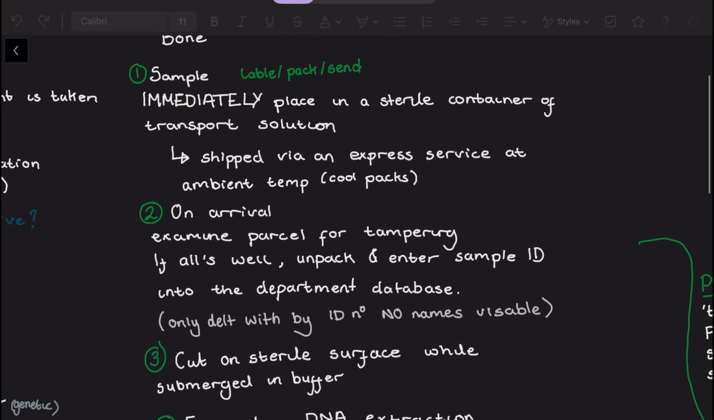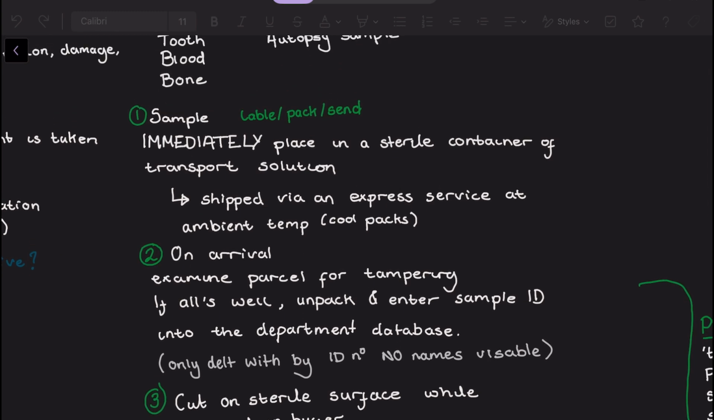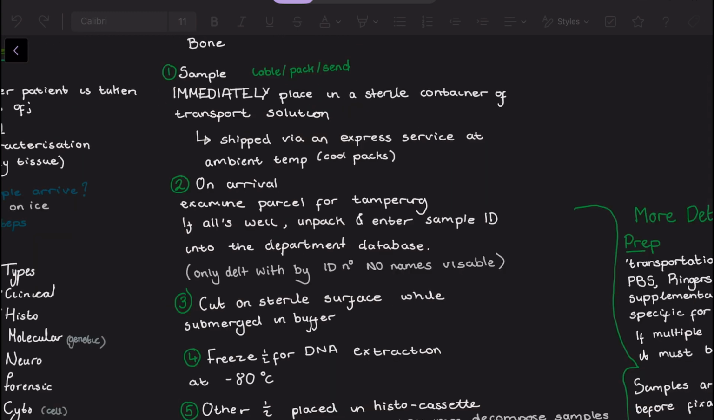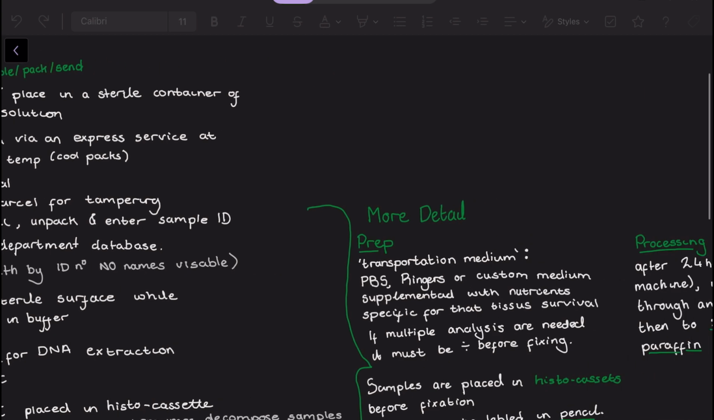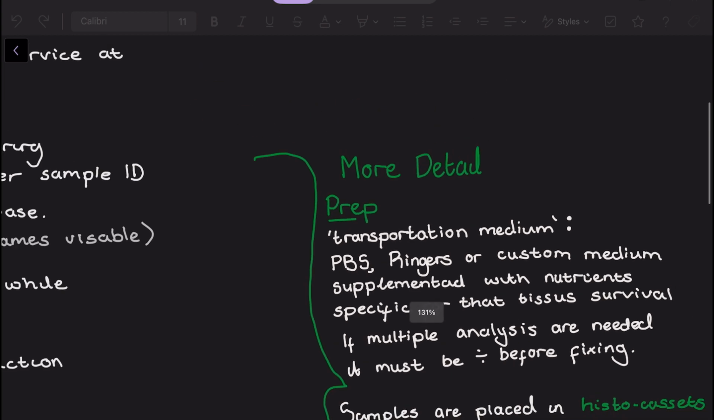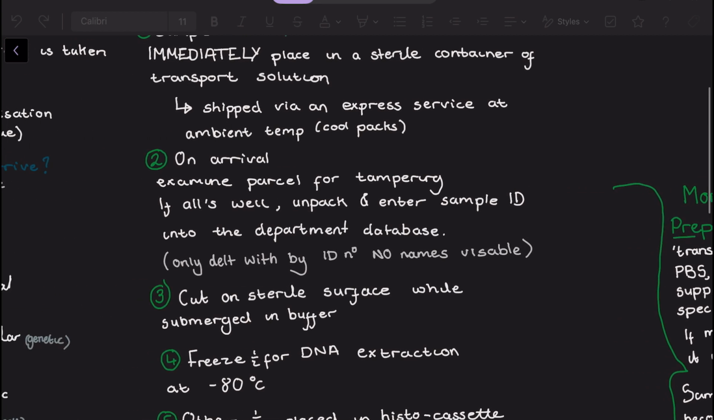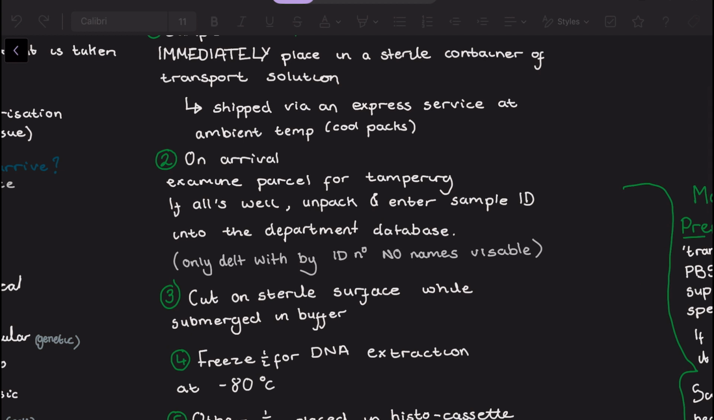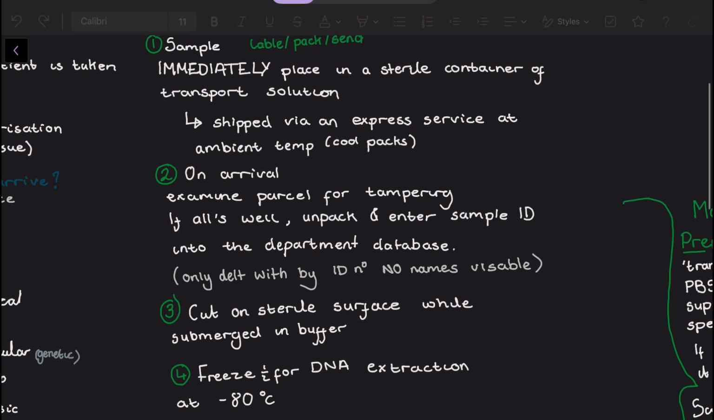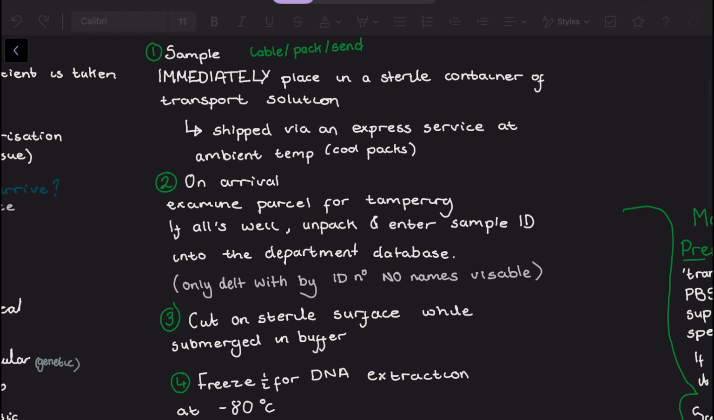So the first thing we have to do is obviously take the sample. The tissue's then immediately placed into transport solution, which is usually PBS or a custom medium that's supplemented so that the tissue survives the transport. It's then shipped in an express service at ambient temperatures in secure packaging to whatever lab it's going to be tested at.